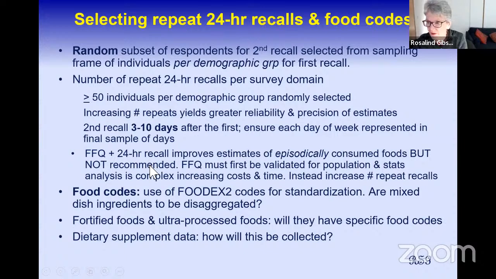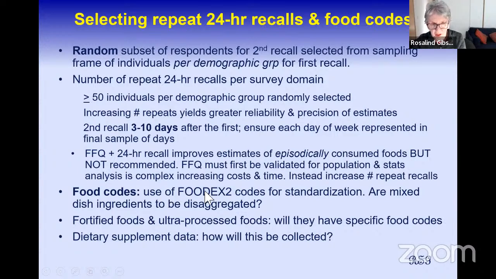Instead, intake.org suggests that if you're concerned about your precision of episodically consumed foods, the best option is to increase the number of repeats rather than carrying out a food frequency questionnaire at the same time. You should never include a food frequency questionnaire with your national survey that has not first been validated. That is a no-no.